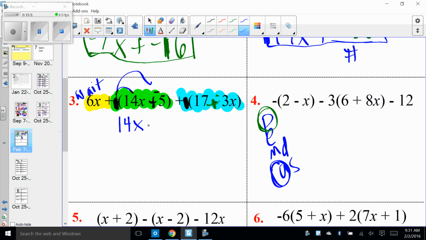Drag x down, drag sign down. 1 times negative 5 is negative 5. Go ahead and we killed that first parenthesis. We have 14x plus negative 5. Plus, giant plus sign in the middle.